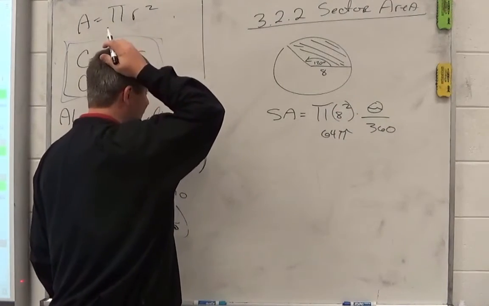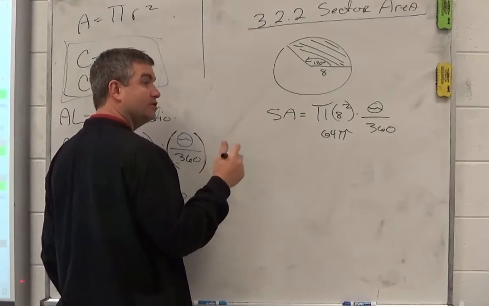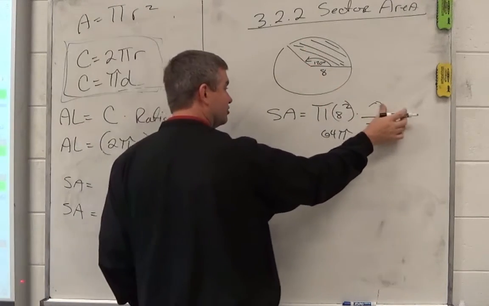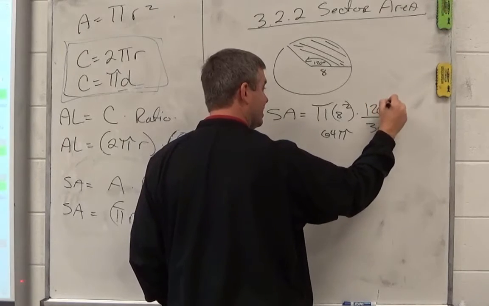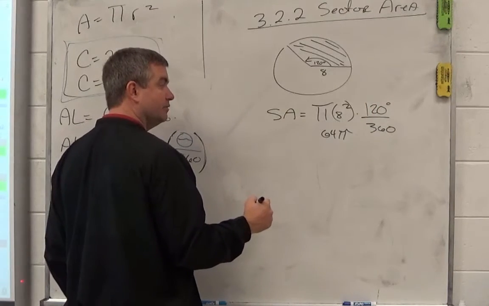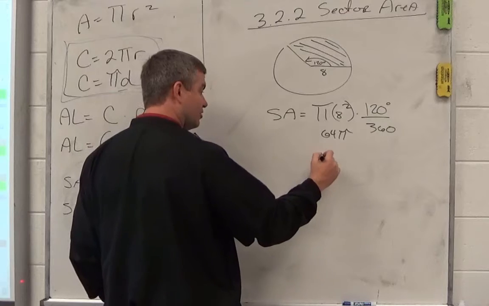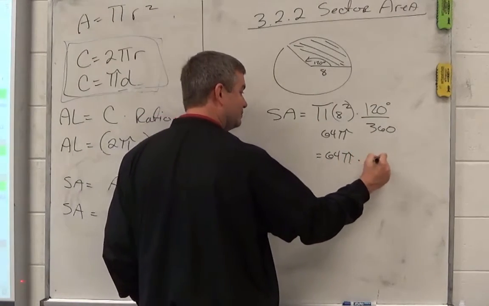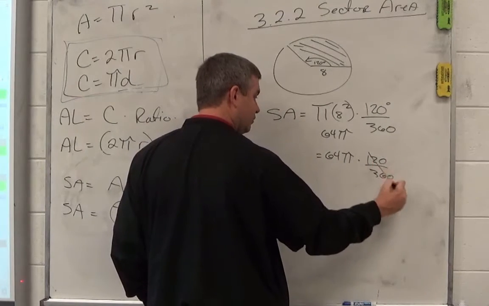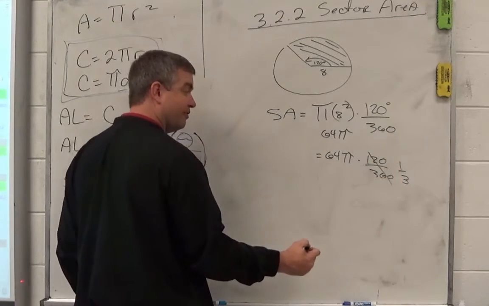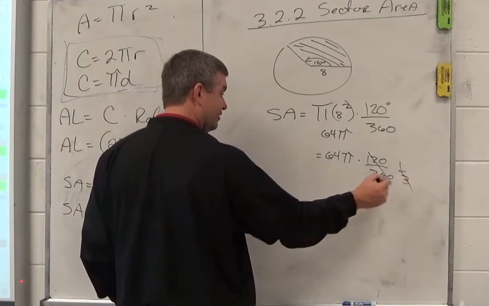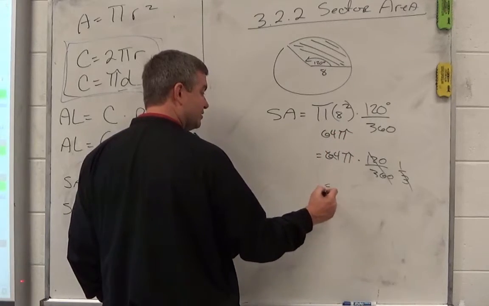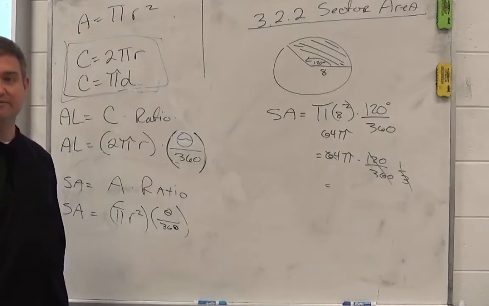How about theta? What is theta in this case? 120, right? The area that's shaded has a central angle of 120 degrees. So that means that this amount right here is 120 degrees. Okay? So on our calculator, we would say 64 pi, or we could do 8 squared, it doesn't matter, times 120 over 360. Well, 120 over 360 reduces to 1/3, right? What is a third of 64? It's going to be a fraction, but give me the decimal equivalent. What is 64 pi divided by 3?